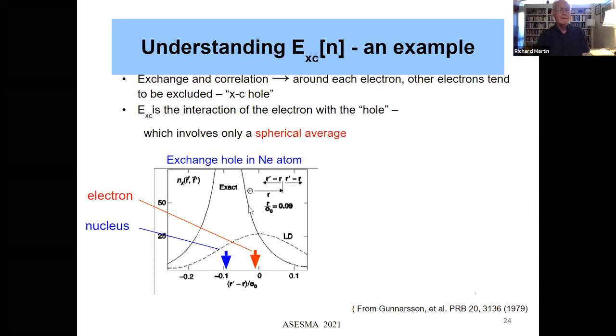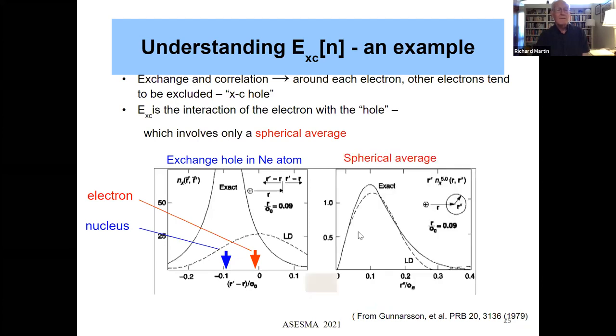Probably not. That doesn't look like a very good approximation. But if you take the spherical average, which is what's important for the energy, look at the comparison. It didn't matter that it was so asymmetric as far as the energy was concerned. If you look at the spherical average, the homogeneous gas is remarkably close to the neon atom exact exchange hole.